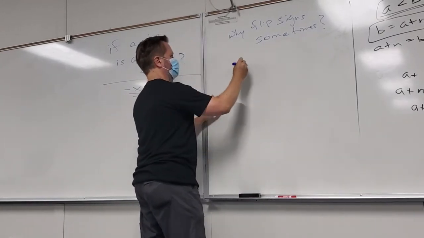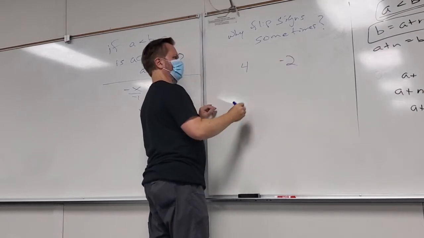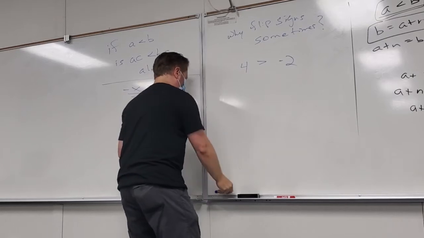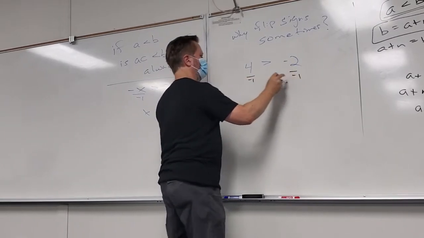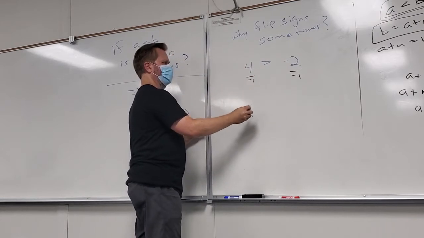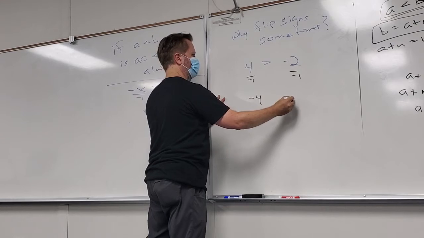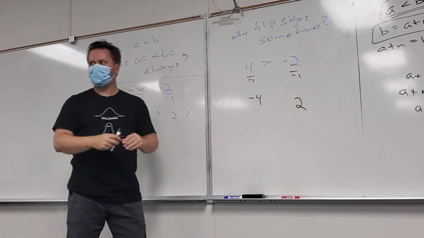All right. So which one of these is bigger? 4. Okay. So let's do division this time. Doesn't matter. If I divide both sides by -1, what's 4 divided by -1? -4. What's -2 divided by -1? 2. Which one's bigger now? The 2 is bigger now.